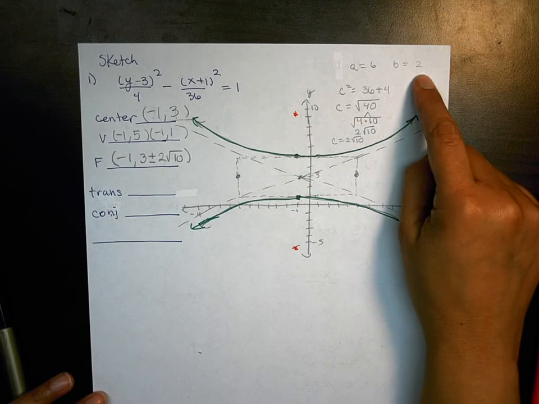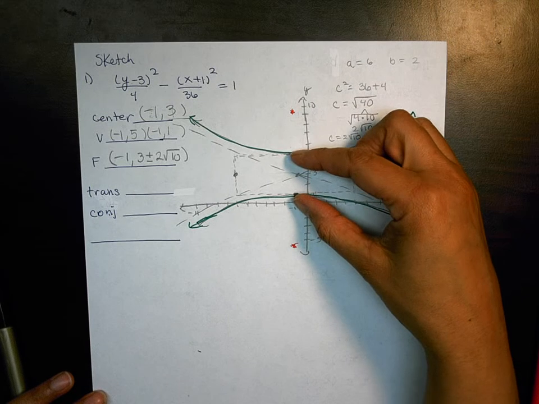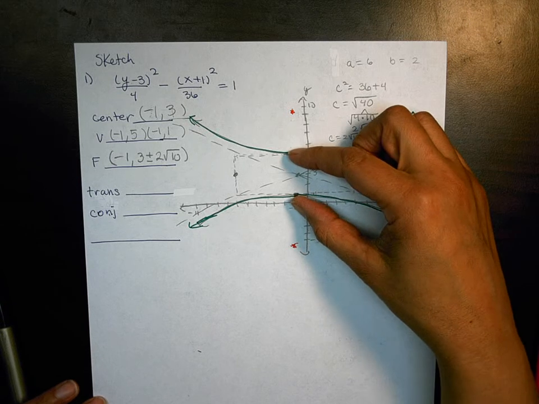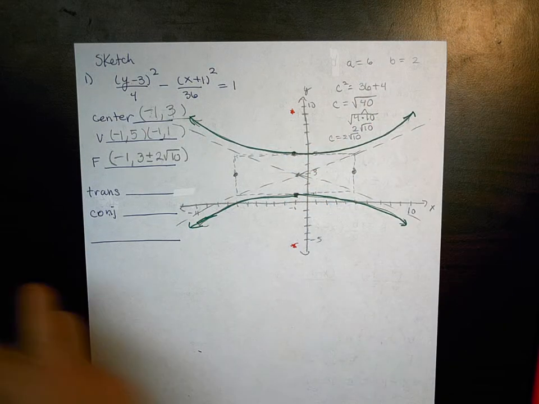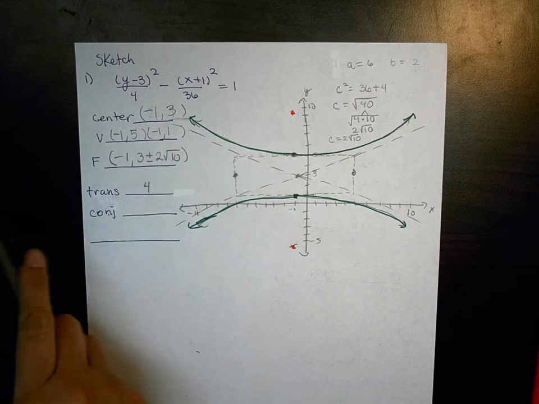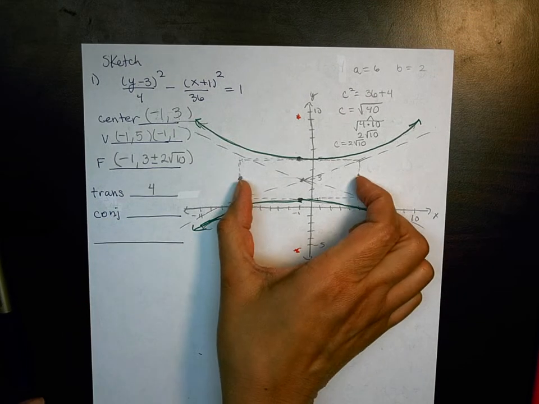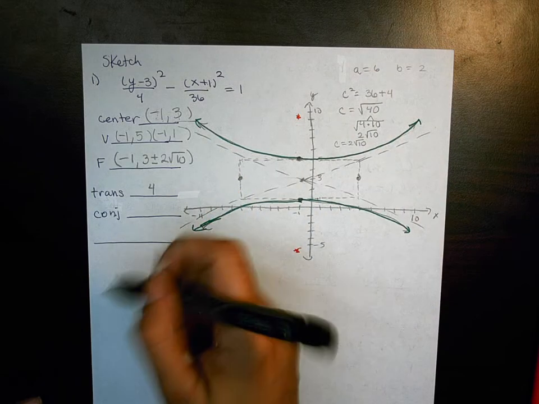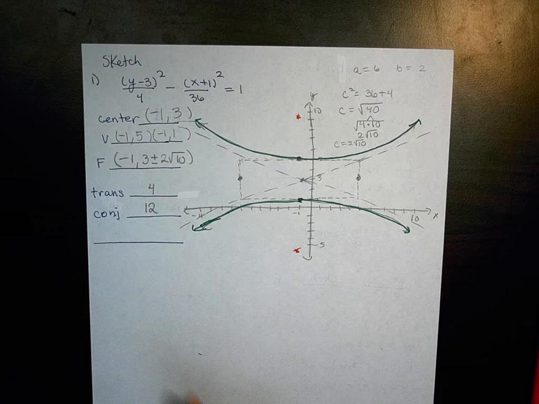What's the length here? 4. Conjugate, or the co-vertices, what's my length here if I went right and left? 6. 12. Okay. Any questions?